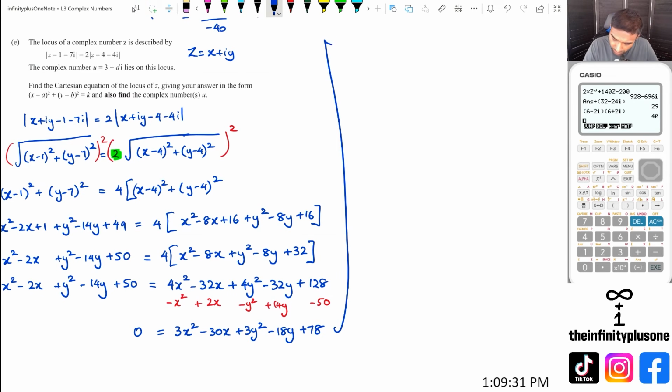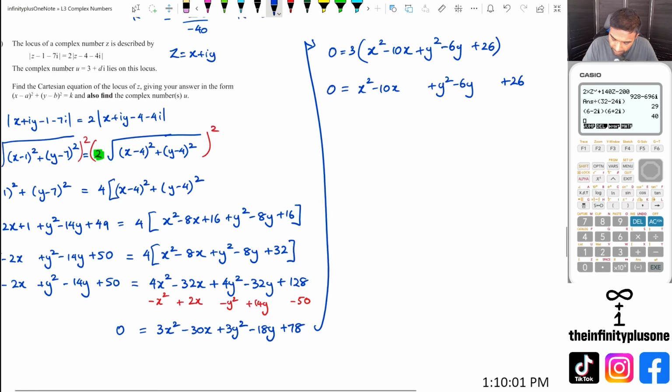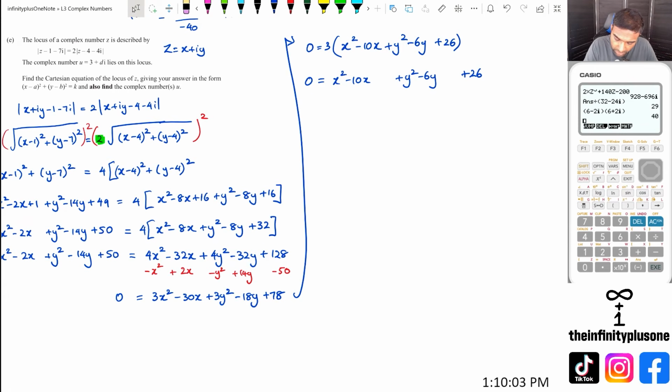So now 3 is a common factor, so I'm going to take 3 out as a common factor, which means I'm going to get x squared minus 10x plus y squared minus 6y, and then 78 divided by 3, that's going to be 26. Now 0 divided by 3 is just 0, so I'm going to leave it as it is. I'm going to leave a little gap after x squared minus 10x, another gap after plus y squared minus 6y, and I'm going to put 26 at the end.